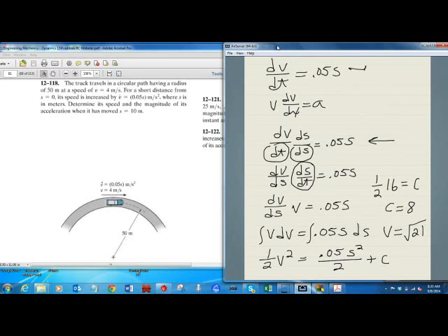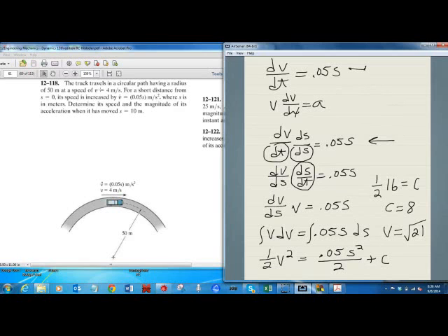Oh, the speed was 4. 1/2 times speed is 4, s is 0. It's given in the problem. The problem says right up here: s equals 0, the speed is 4.